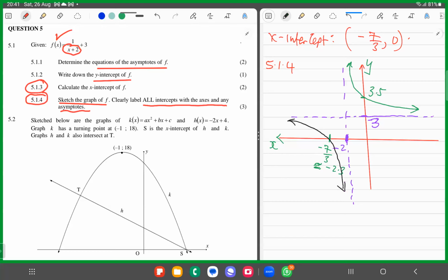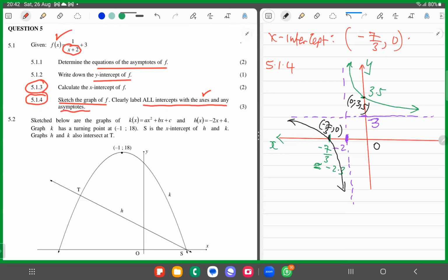What are these things here? We need to sketch the graph and show all intercepts with the axis. We have shown the intercepts with the axis. You can show it like this, but you can also demonstrate it like this, minus 7 over 3 and 0. And here you can say x is 0 and y is 3.5. You can write it in point notation, with a comma. Right, so that is the answer. And this becomes the origin of the plane.